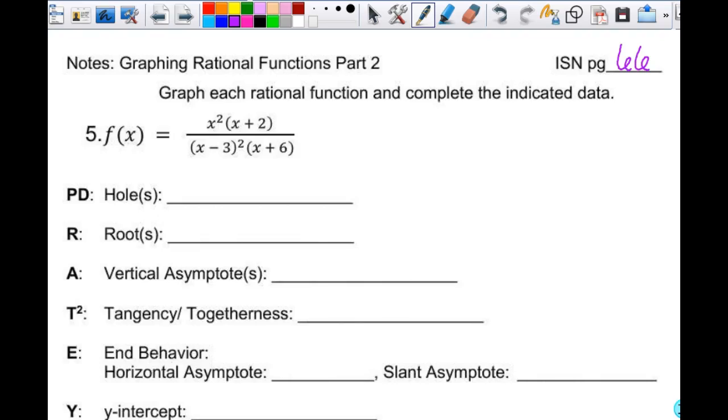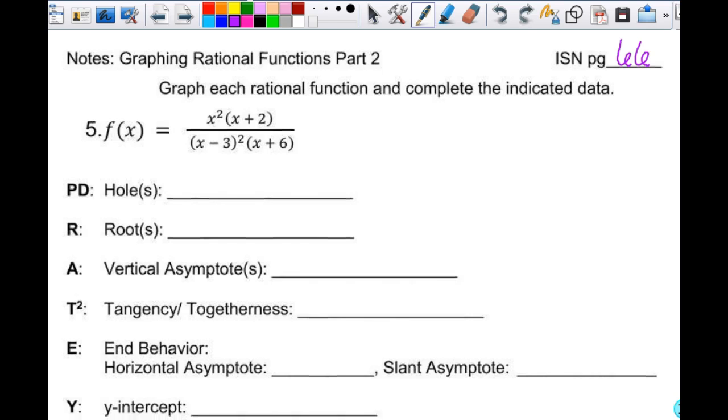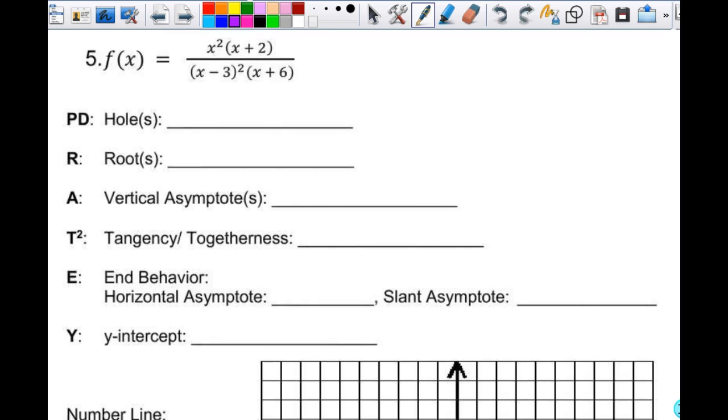All right, going on page 66 when we are done. So when we graph, first thing that we need to do is factor to find our zeros. This is already factored for us, right? So that's good that it's already factored.